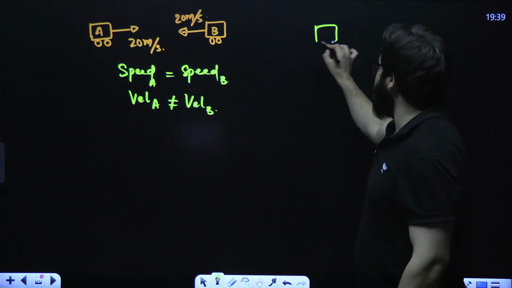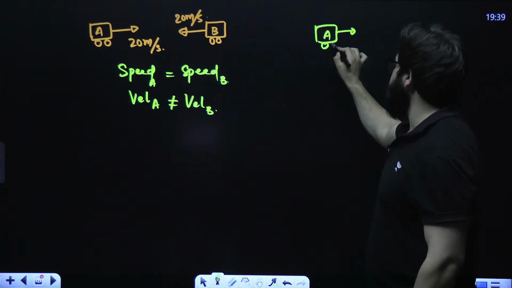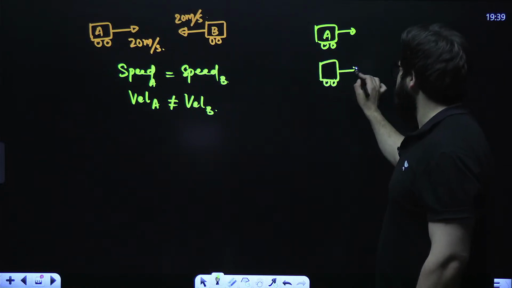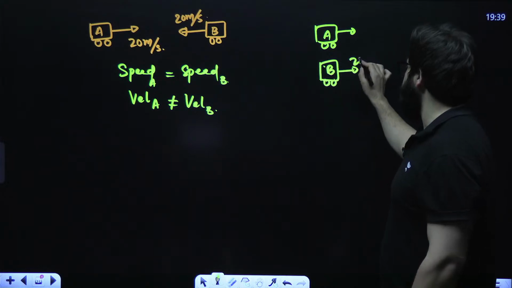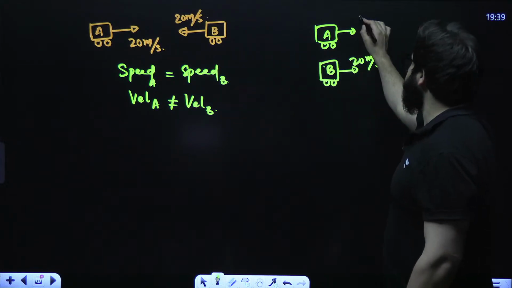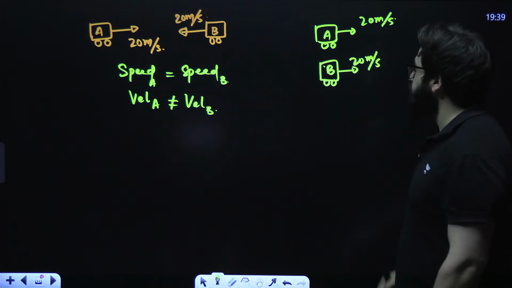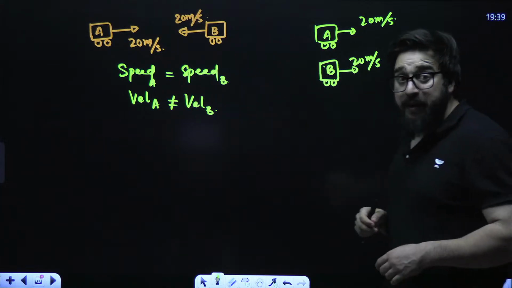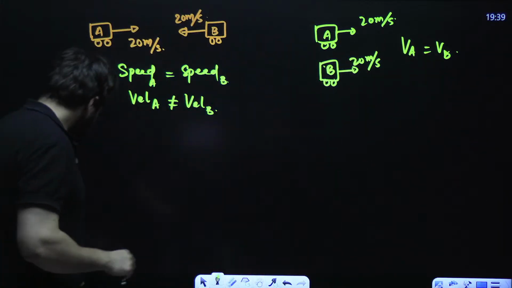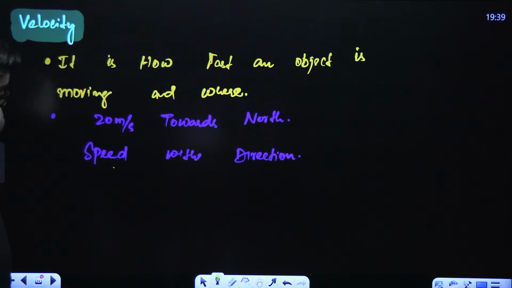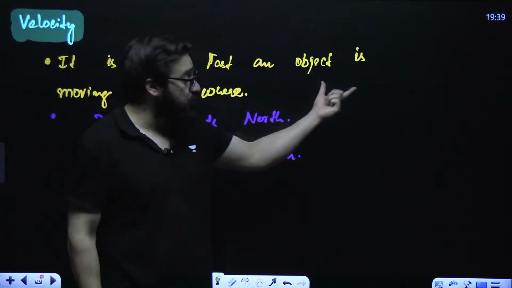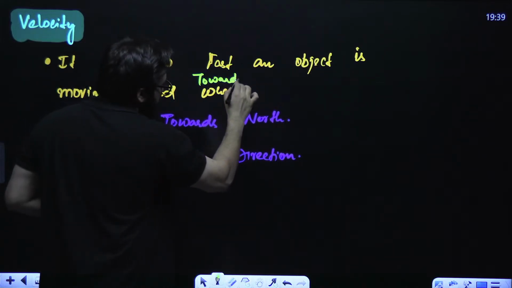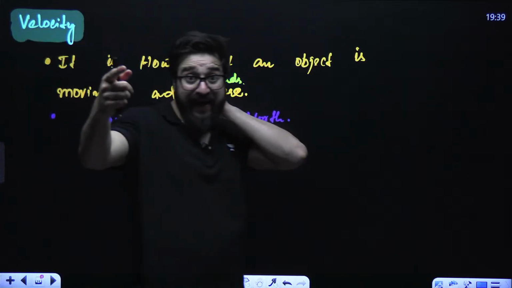If this is car A, moving in the forward direction, and this is car B, also moving in the forward direction, this is moving with 20 meters per second and this is also moving with 20 meters per second. Now I can say velocity of A is equal to velocity of B. Why? Because they have the same direction. So in this particular case, velocity is how fast an object is moving and towards where, or along with the direction.